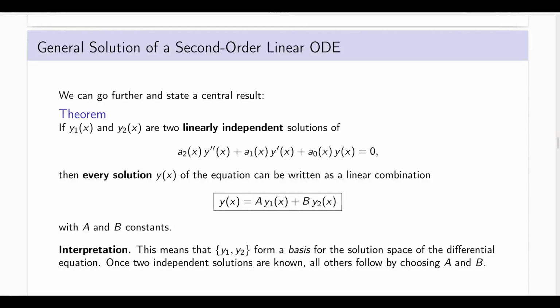We state now a central result. If y1 and y2 are two linearly independent solutions of a second-order, linear homogeneous ODE, then every solution can be written as a linear combination, y of x equals a times y1 of x plus b times y2 of x, with a and b constants. So y1 and y2 form a basis for the solution space. Once we know these two, we know them all.